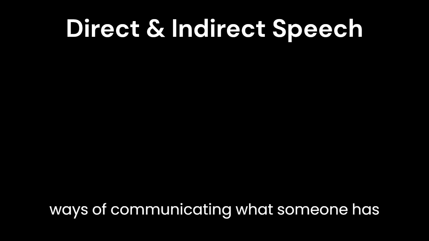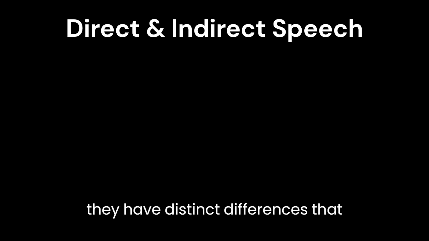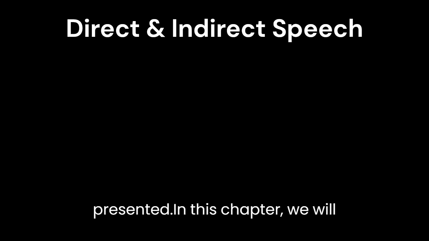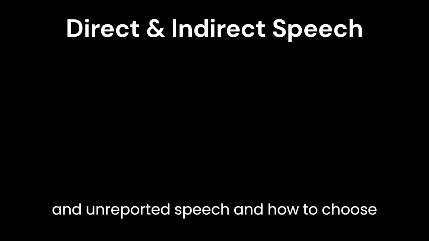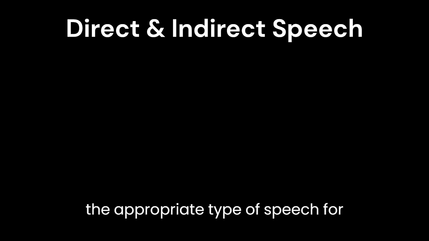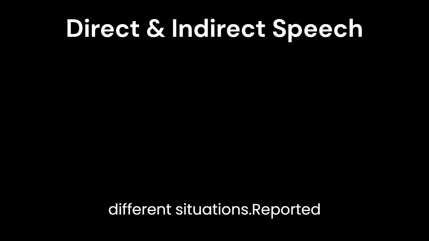Chapter 7: Reported speech versus unreported speech. Reported speech and unreported speech are two ways of communicating what someone has said. While they may sound similar, they have distinct differences that affect the way the information is presented. In this chapter, we will explore the differences between reported and unreported speech, and how to choose the appropriate type of speech for different situations.